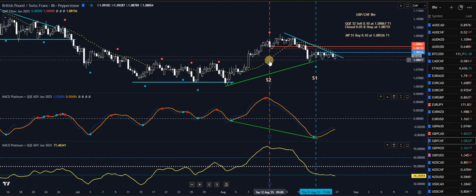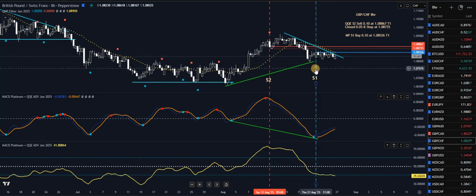Pound Swiss in the sell trade here. That was a QQE, already closed half through the zero level. Stop in place, can't lose on that. Then I took this buy here. Now this was an MP buy based on hidden bullish divergence. You can see it there, green lines. It's basically gone sideways, nowhere fast.